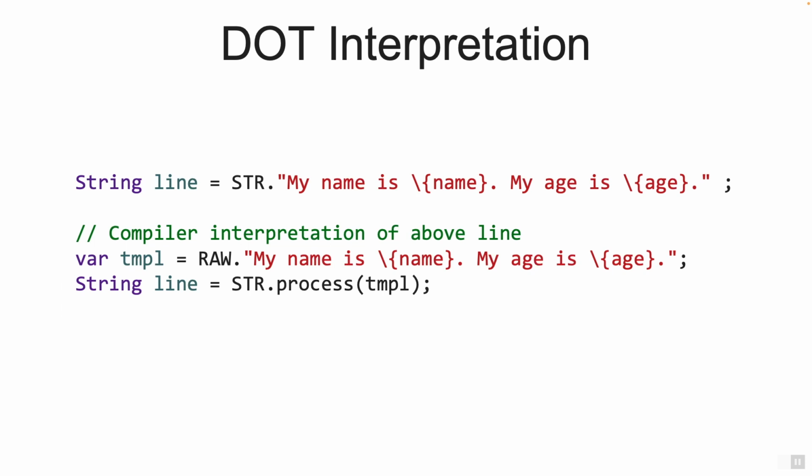But the most important point about the process method is that it can make sure that the interpolation is done in a safe way, avoiding any kinds of injection attacks, as well as customizing it and using it in clever ways. Let's take some examples of that.